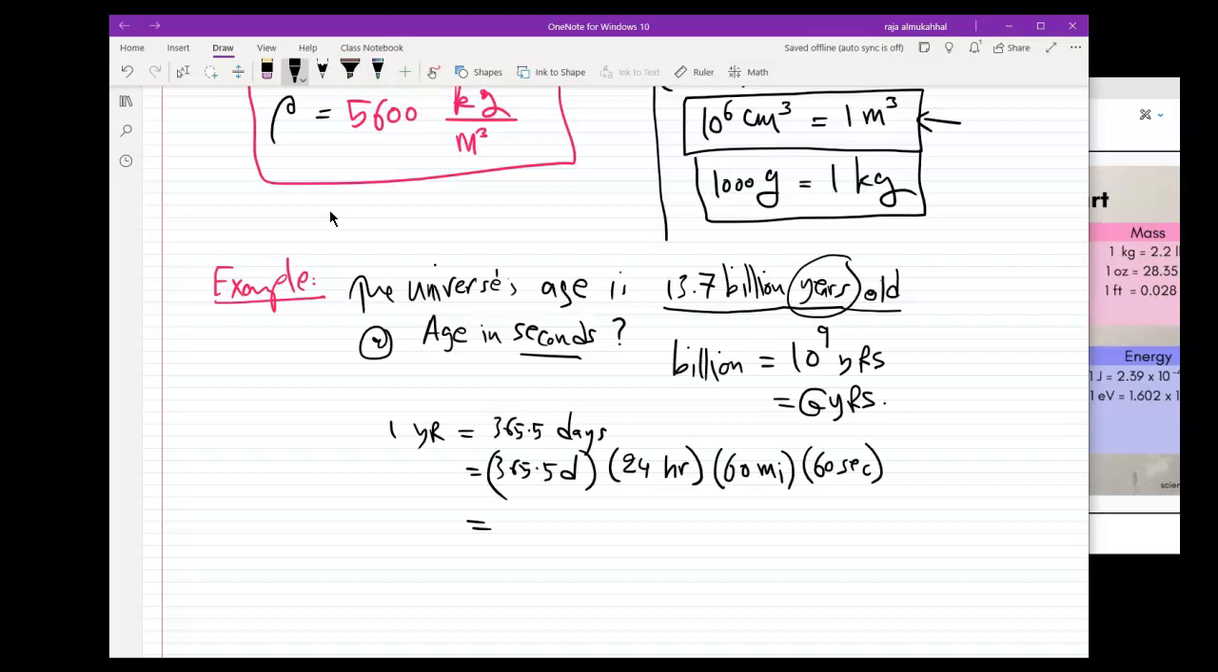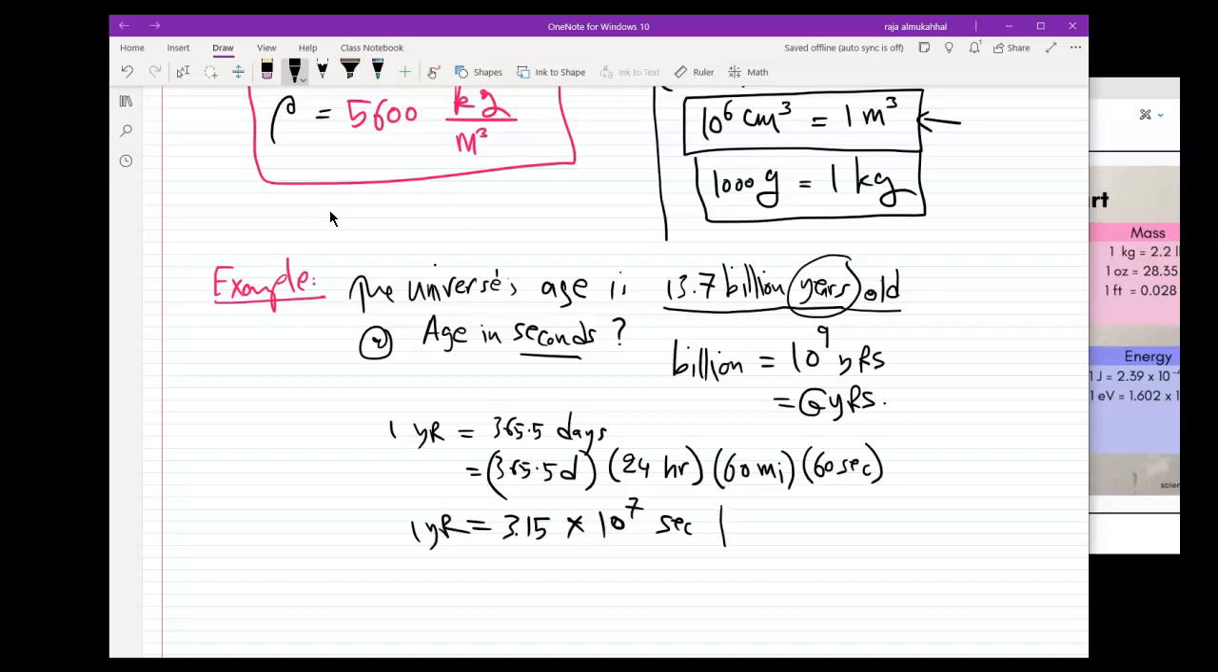So let's go ahead and calculate all of this. It's going to be 3,600 times 24 times 365.5. The answer I'm going to get is 3.15 times 10 to the 7 seconds. Okay?